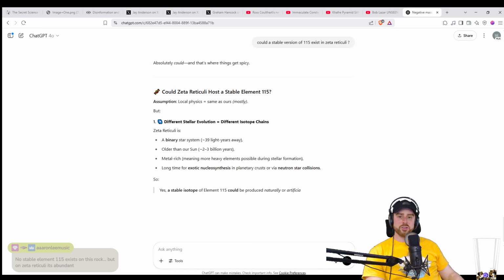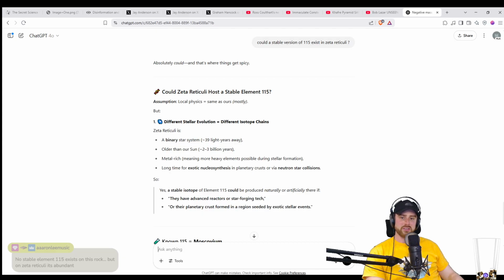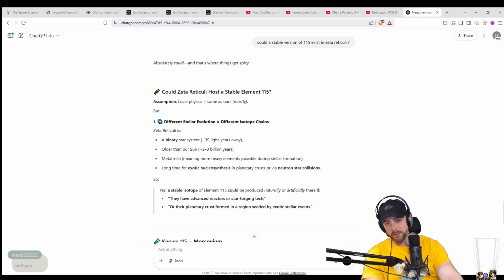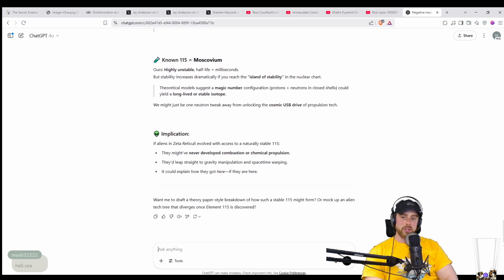Absolutely could. Here's where things get spicy. Local physics is the same as ours, mostly. The binary star system is older than our sun, by 2 to 3 billion years. Metal rich, meaning more heavy elements possible during stellar formation. A long time for exotic nucleosynthesis and planetary crust formation, or via neutron star collisions. So a stable isotope of 115 could be produced naturally or artificially there if they have advanced reactors or star-forging tech, or their planetary crust formed in a region seeded by exotic stellar events. Yeah. So there's what we know of.